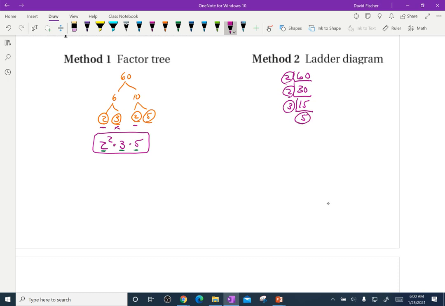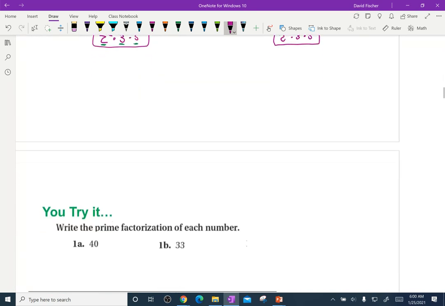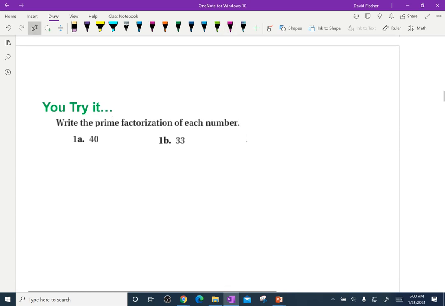Okay, so how many 2's do I have? I still have 2 to the second power. I have a 3, and I have a 5. All right, so that's how you do prime factorization. All right, so you give it a try, pause your video, and then come on back when you're done. Find the prime factorization of each of these numbers.